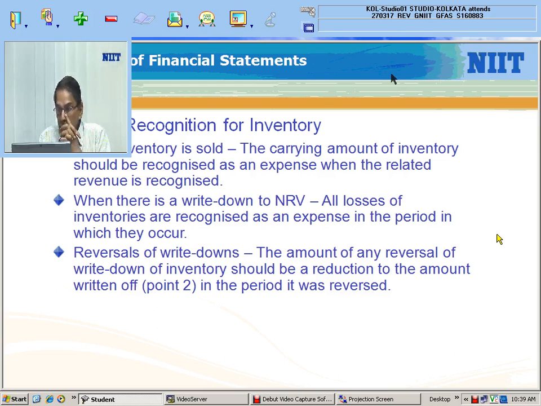Any question on these two examples? The particular example which we discussed, the valuation of the inventory using FIFO and using average cost method, and two scenarios where the business maintains a periodic inventory system or a perpetual inventory system. So any questions on these examples which we have just discussed?